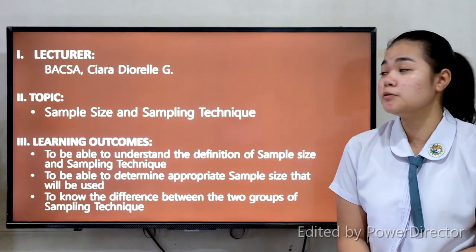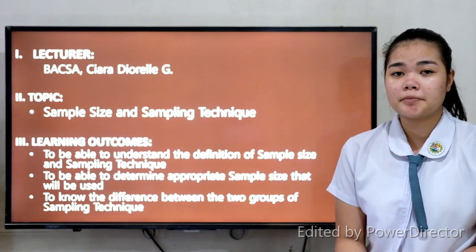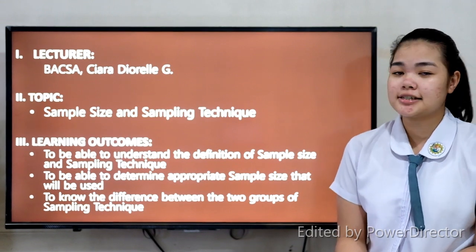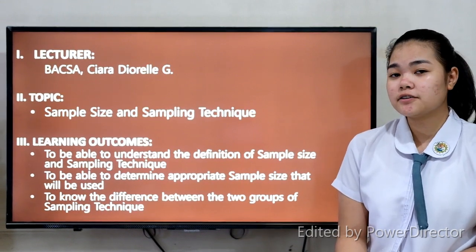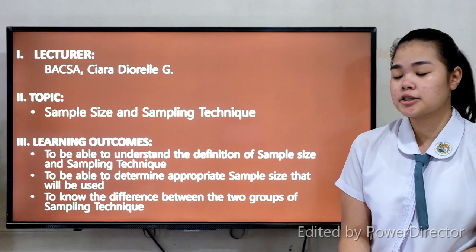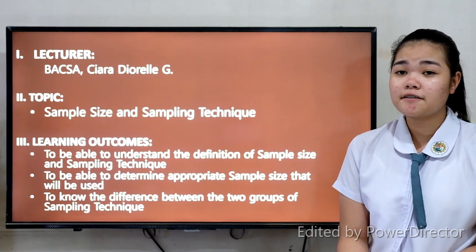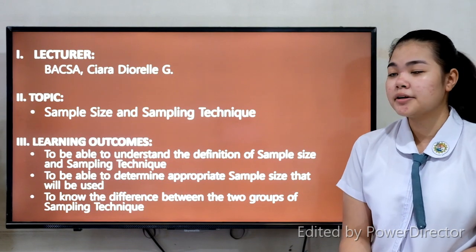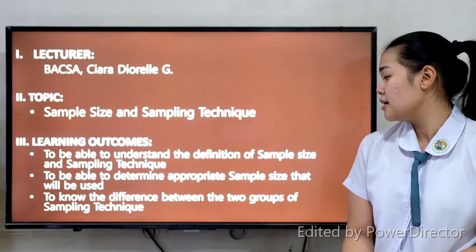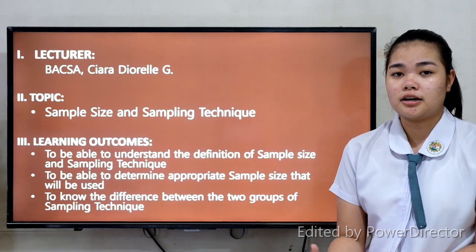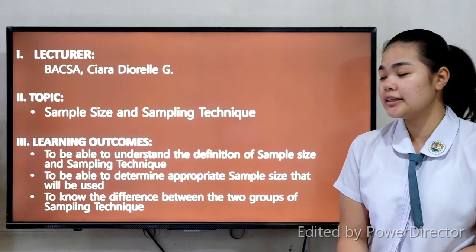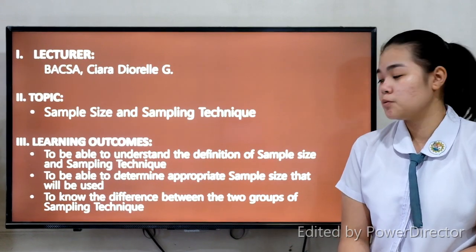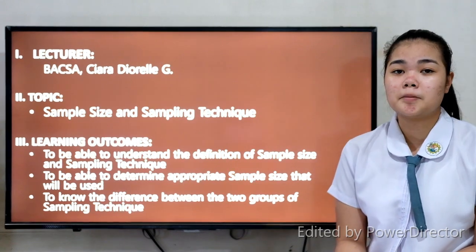So let's begin with the next topic, which is the sample size and sampling technique. At the end of the discussion, the students are expected to understand the definition of sample size and the sampling technique. Next is to determine the appropriate sample size that will be used in the study. Finally, to know the difference between the two groups of the sampling technique.